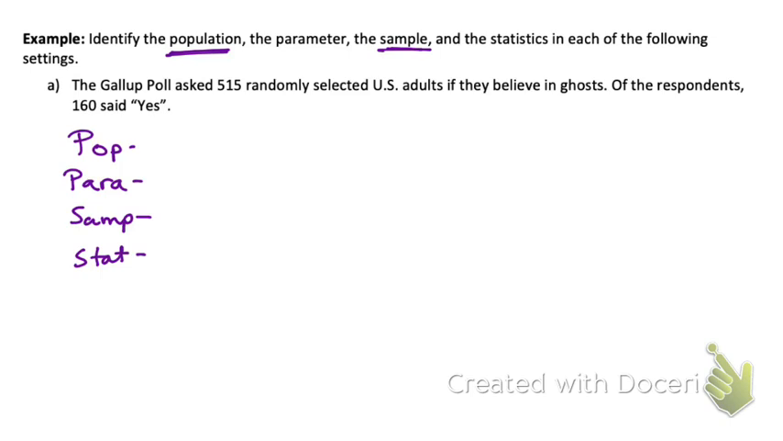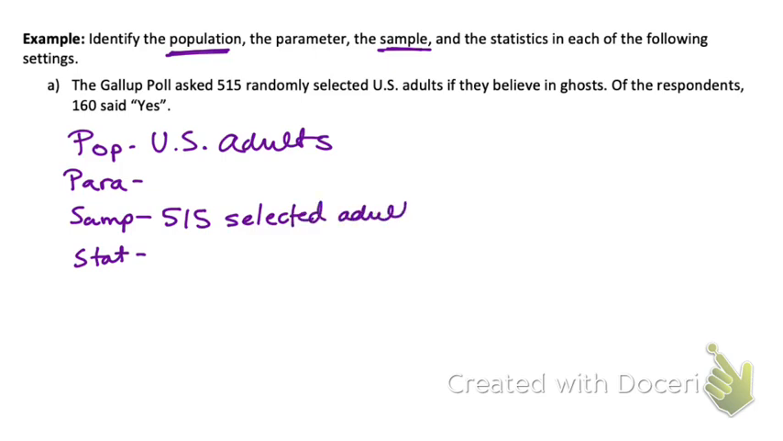Perfect. Now, who or what is the population that we're talking about here? The population is the U.S. adults. So then what's the 515? Sample. That's the sample we took. So the 515 selected adults, that's the sample. Okay?